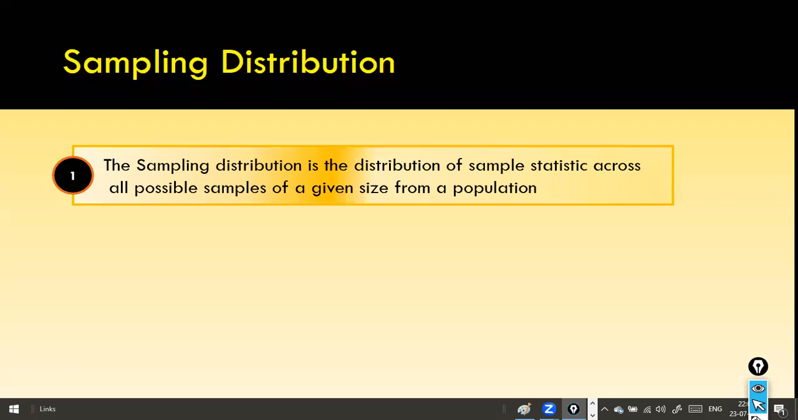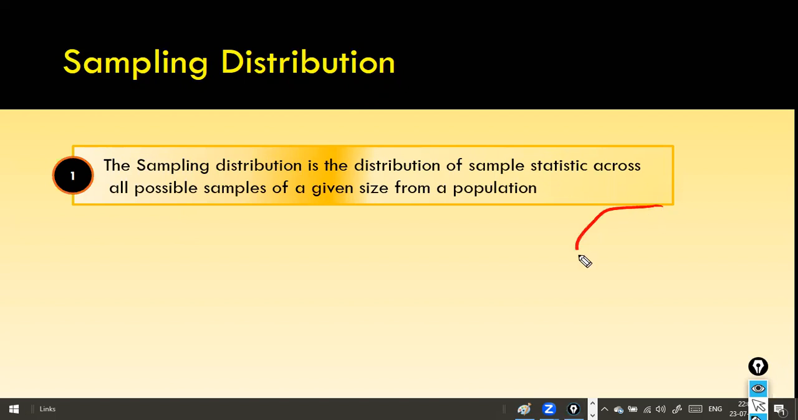It represents the distribution of the sample statistic across all possible samples of a given size from the same population. So what does this exactly mean? The distribution of a sample statistic across all possible samples of a given size from a population. This is a very important concept. You need to be aware of this one also.